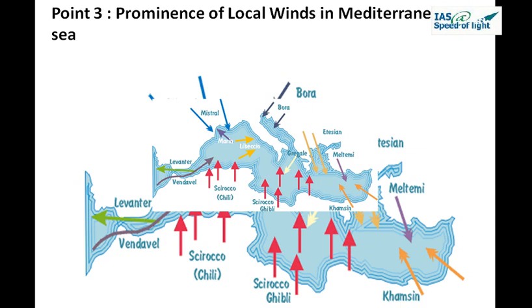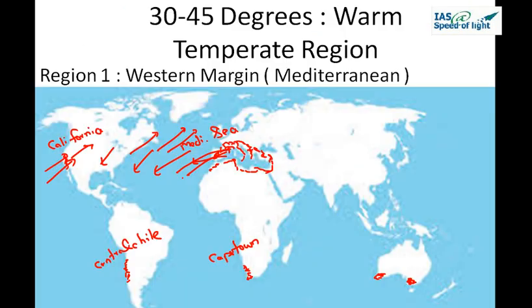In this Mediterranean climate, we also see the prominence of local winds. If we see the topography of this complete Mediterranean region, we have the Sahara Desert here, right? In Africa, we have the Sahara Desert. So this is the Sahara Desert.